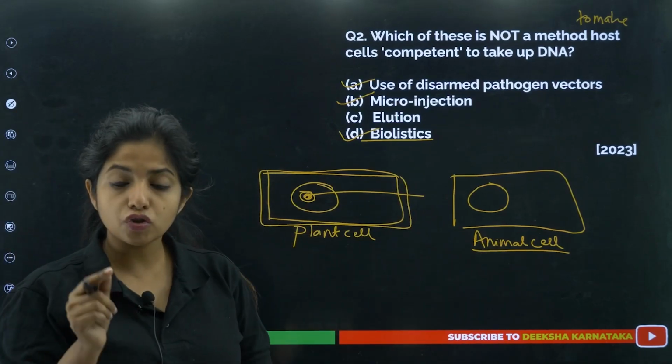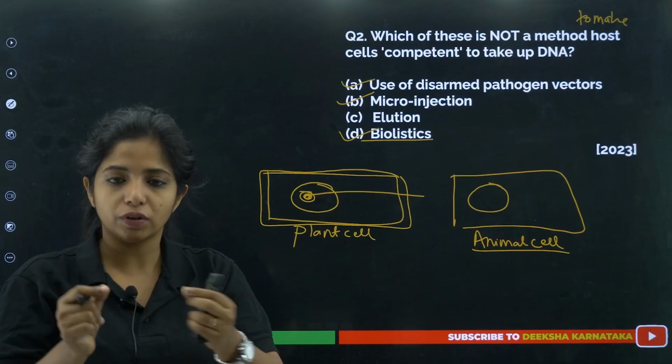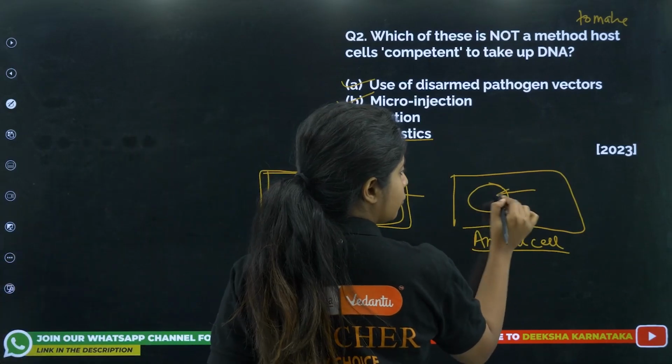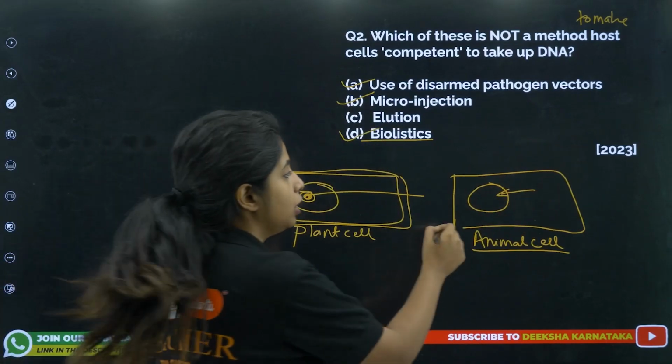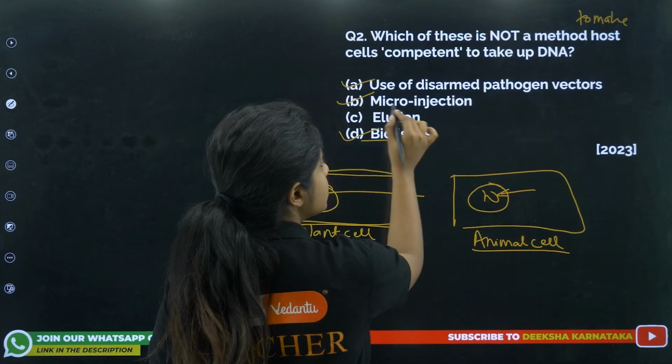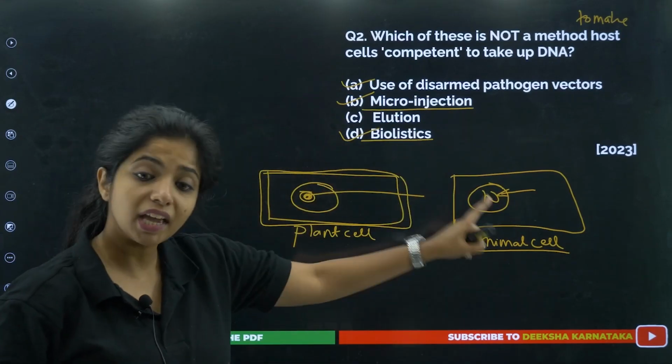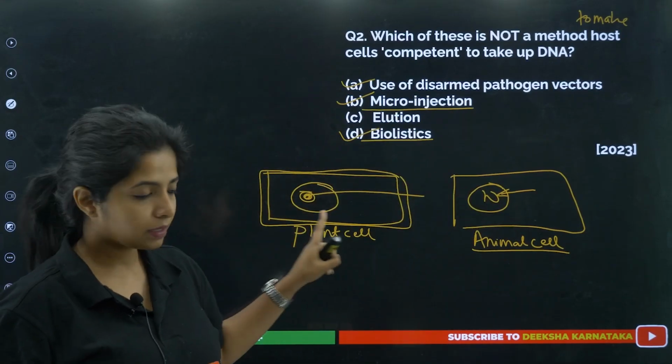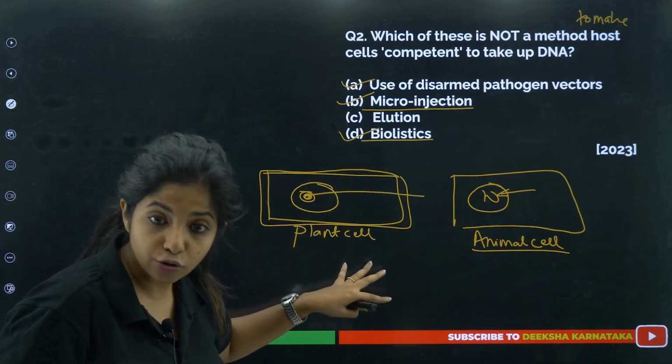So basically, I can just use micro injection, where I am taking an injection sort of thing and I am putting my gene of interest with the help of the injection into the nucleus. This is known as micro injection. So again, I am making the host cell competent. These are the host cells where the gene of interest has to be put.